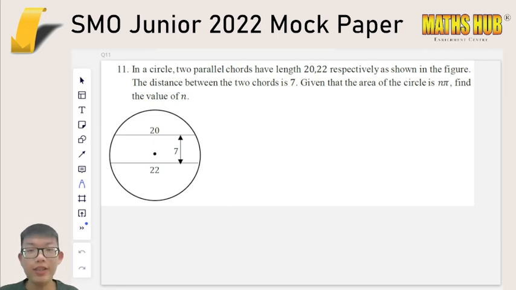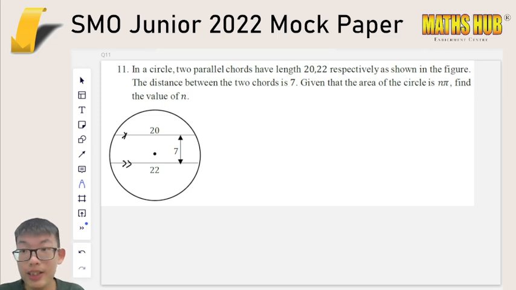For question 11, we have a circle, two parallel chords which are a distance 7 apart. And we are asked to find the area of the circle. Now by distance between the two chords, it means perpendicular distance, right? And that makes sense because the two chords are parallel to one another. So it is reasonable to talk about perpendicular distance.